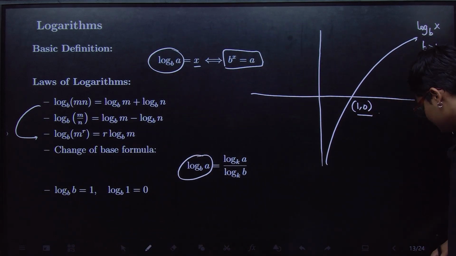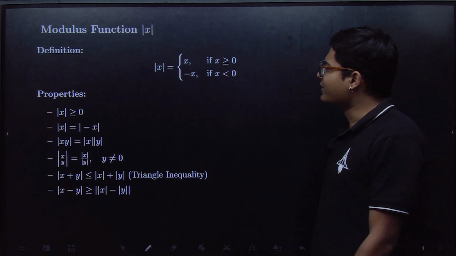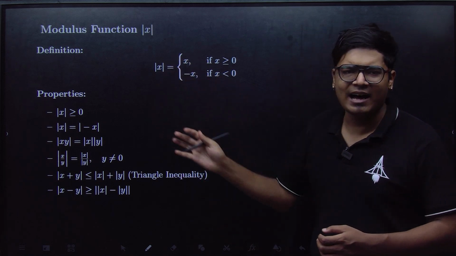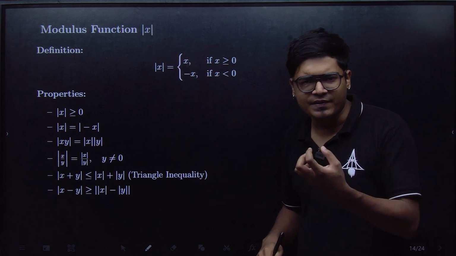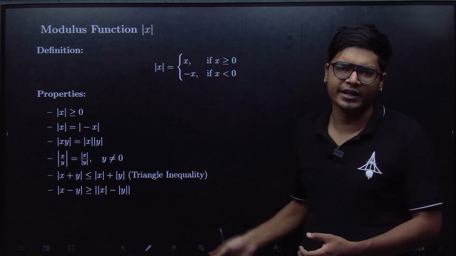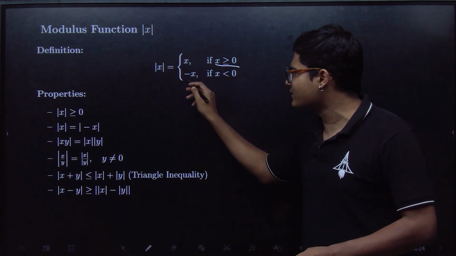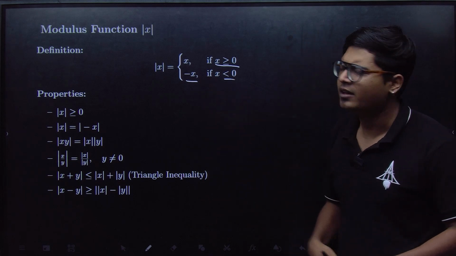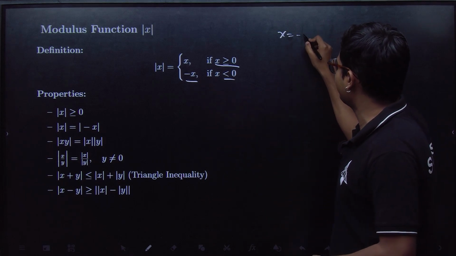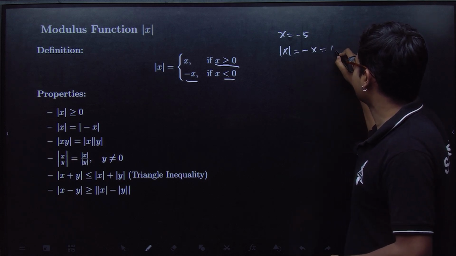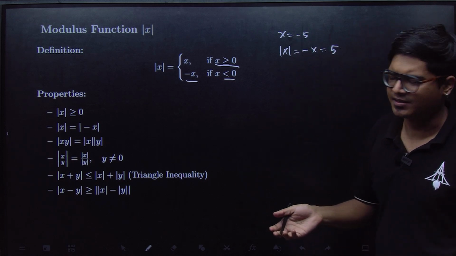Next thing we talk about is the modulus function. So what is the definition? The mod function is basically the absolute value. Whatever you have, just ignore the sign. Whatever the absolute value of that number is, that is what you'll get after you take the mod. So mod x is defined as x if x is greater than or equal to 0, and it's just going to be minus x if x is less than 0. For example, if x is equal to minus 5, mod x is minus of x, which is nothing but 5. And if x is 5, then mod x is just equal to 5.